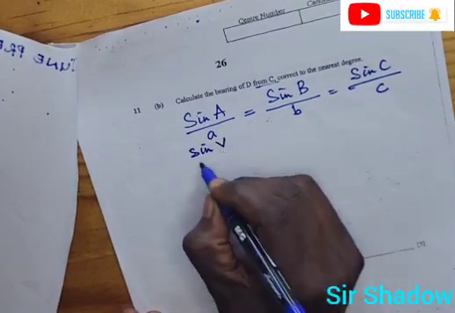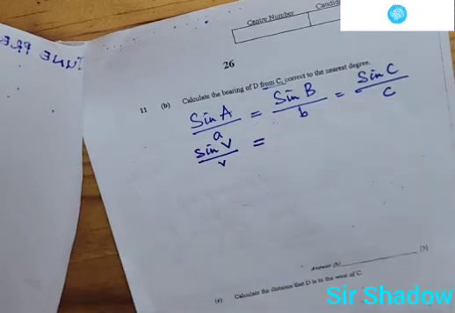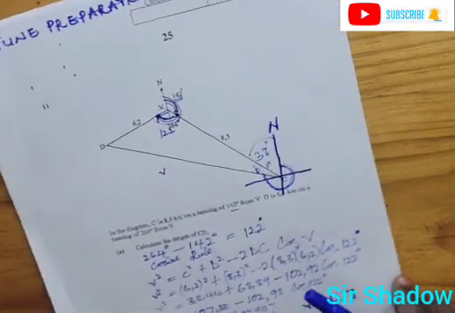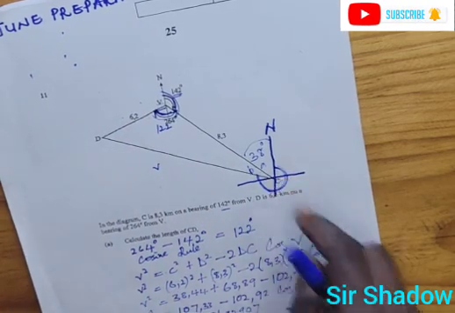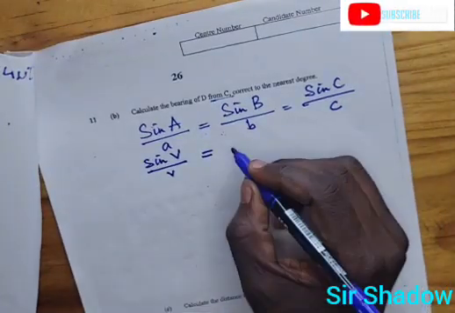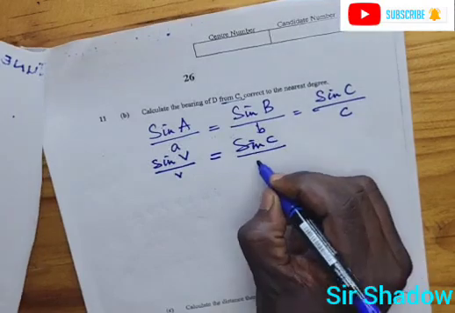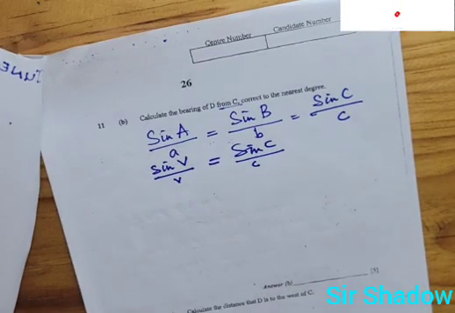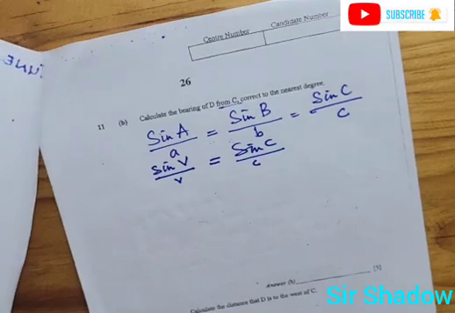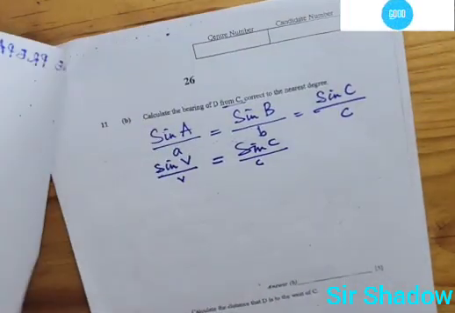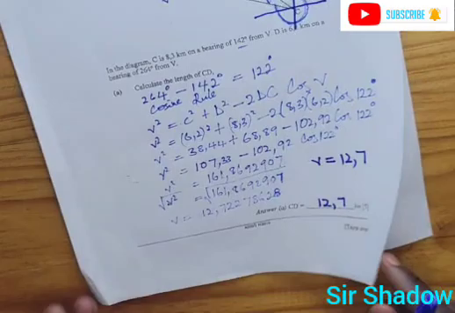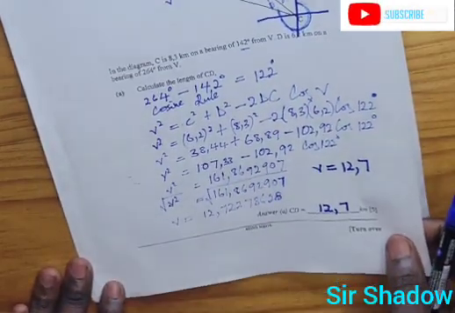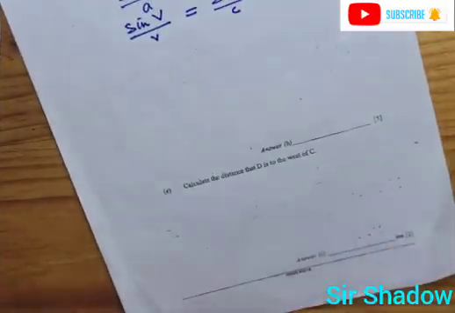Sine V over V is equal to, then also check the side where you are given the side without the angle. So we have to check which is C, right? So we have to say sine C over C, right? Then remember, we are given sine V. Sine V is 122, right? 122 over this side 12.7. So we are saying sine 122 over 12.7.